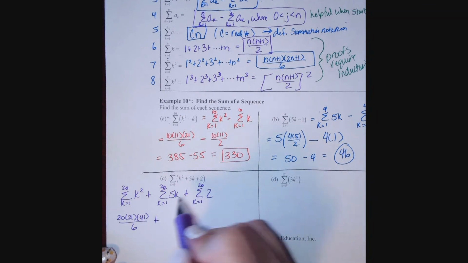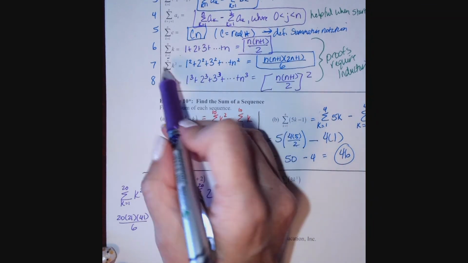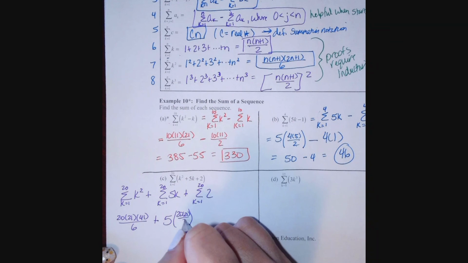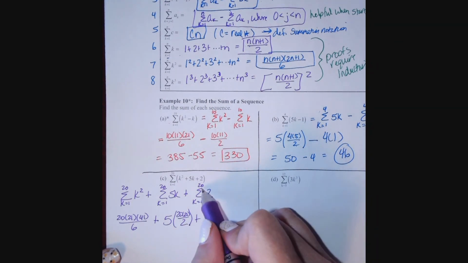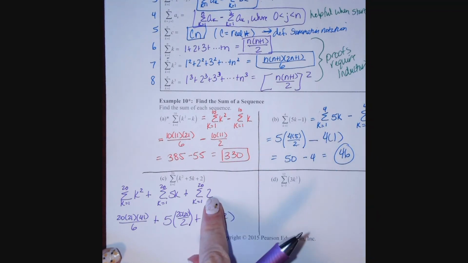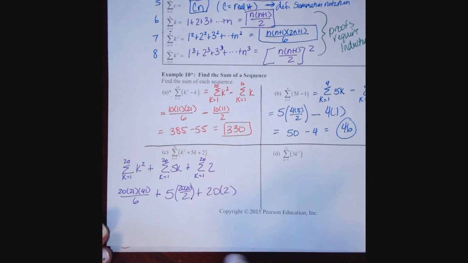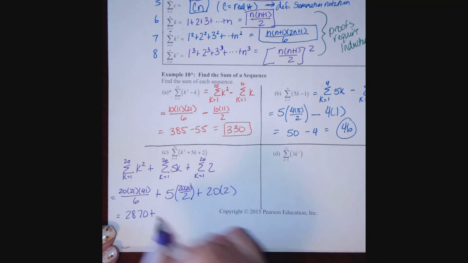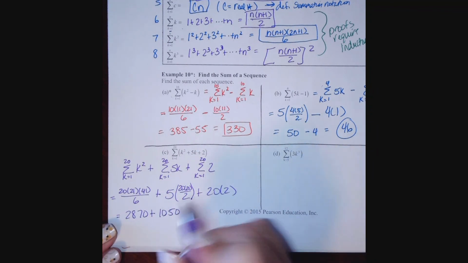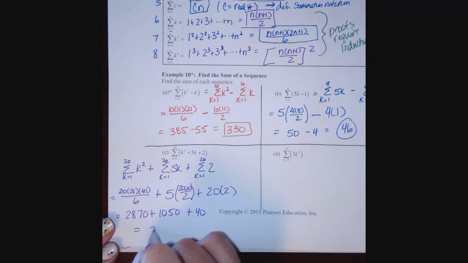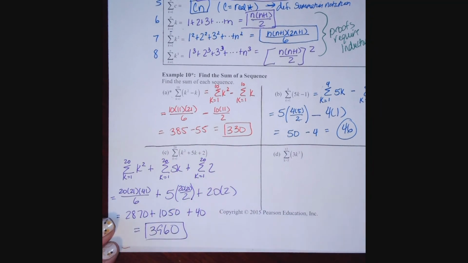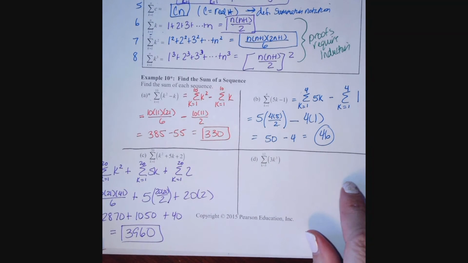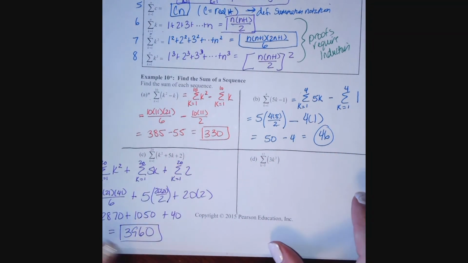For the second one, I'm going to pull that 5 out front and multiply it times the number 6 rule here, 20 times 21 over 2. And for this last one, I have 20 terms times 2 because they're all a constant. All right, my first one, when I plug it in my calculator, I get 2,870, plus the second term sums to 1,050, plus 40, for a total sum of 3,960 for that sequence. That is so much quicker and easier than trying to find all 20 terms and adding those all together.